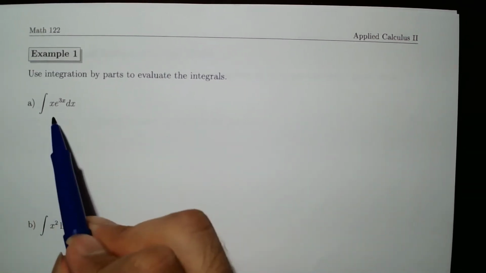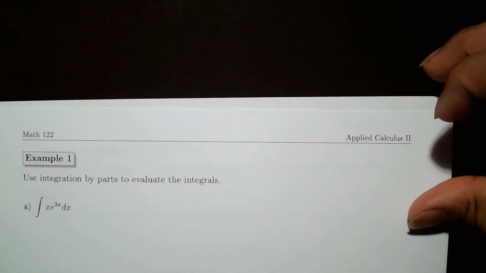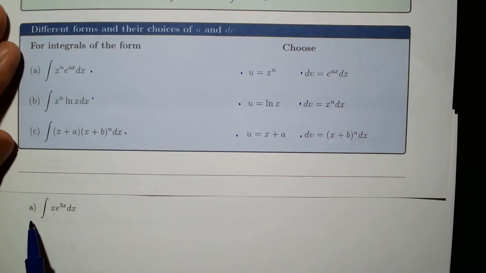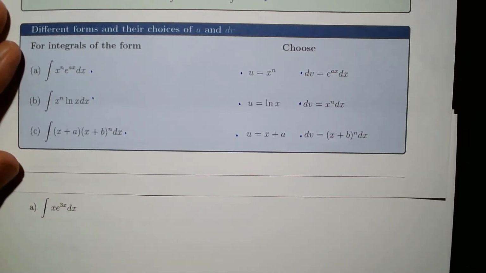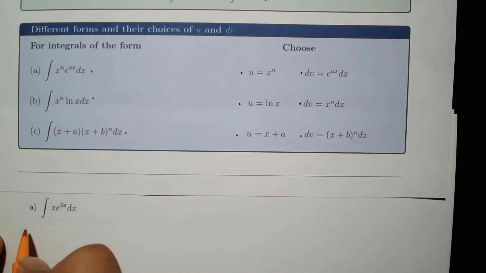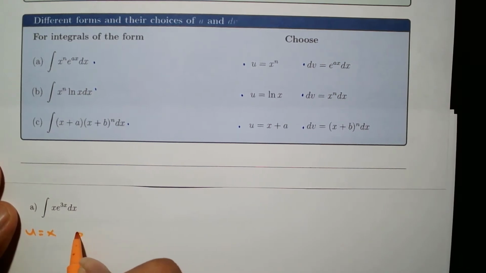Letter A, the integral of x e to the 3x. How are we going to choose the u and dv? So let's refer to our table right here, and in this case it turns out that letter A has the first form in which u will be x and dv the rest of the integrand, which is e to the 3x dx, including the dx.